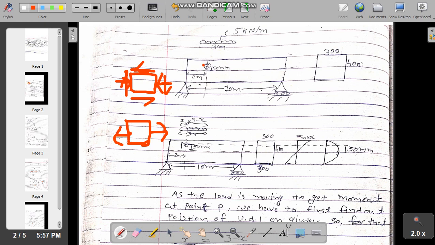And this is the shear stress diagram for the rectangular cross-section, and for the bending, this is our bending stress diagram and this is our shear stress diagram.